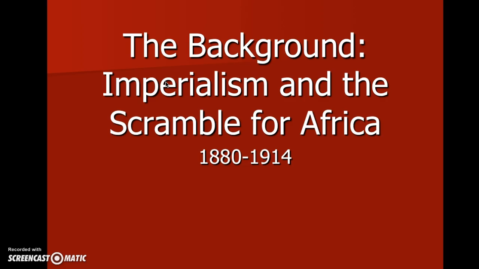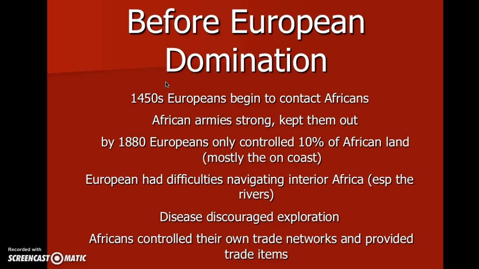So we're backtracking from World War I and going back to one of the major events that led to World War I and why so many countries were involved. So Africa before European domination, well, the Europeans had showed up in the 1450s. Portuguese began exploring the coast, but African armies were strong and they kept them out. By 1880, Europeans only controlled 10% of all African land, mostly ports on the coast.